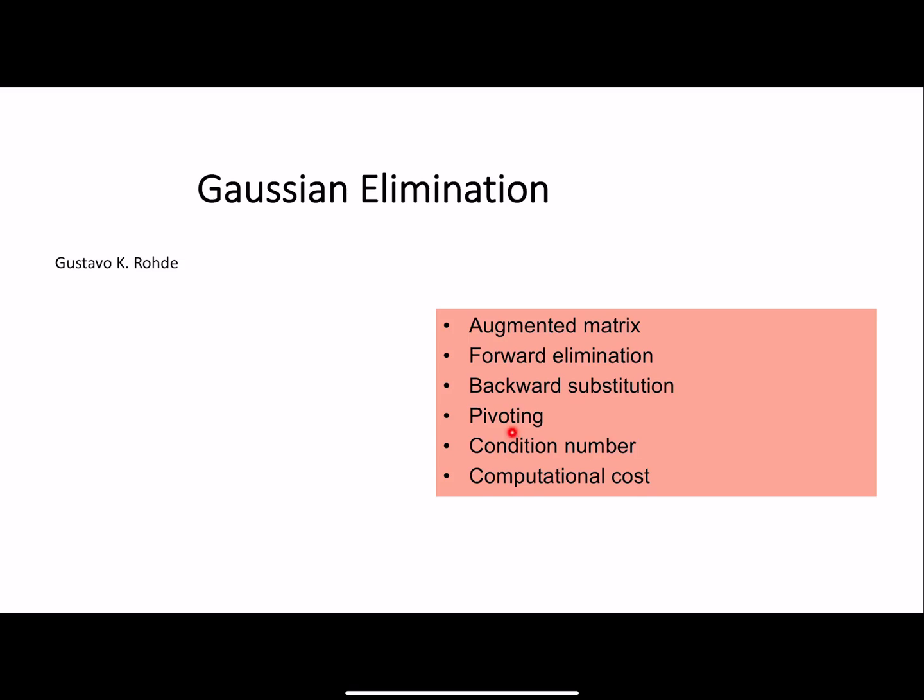We'll also talk about strategies for avoiding division by zero throughout this process, which is also known as pivoting in this domain. We'll talk about linear systems which are harder to solve. We'll talk about the condition number, and we'll also talk about the computational cost of these procedures.